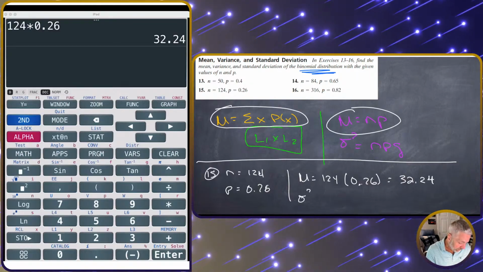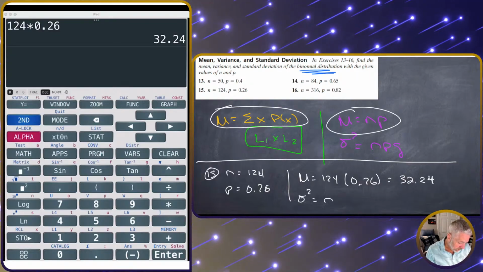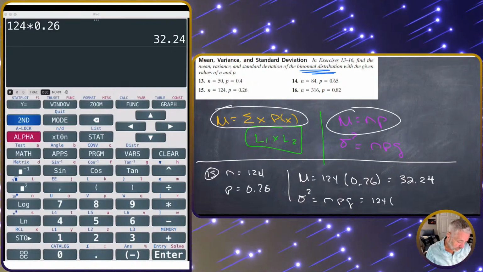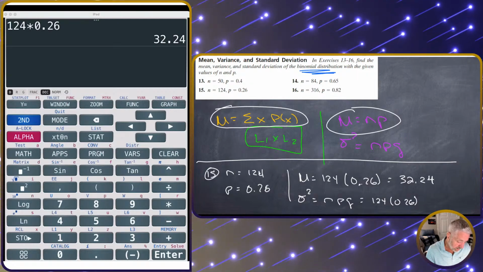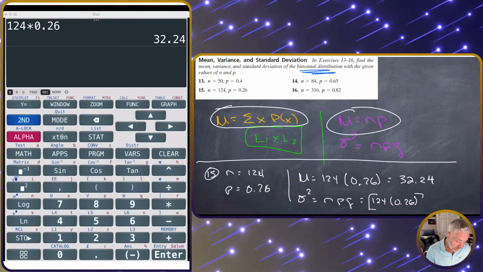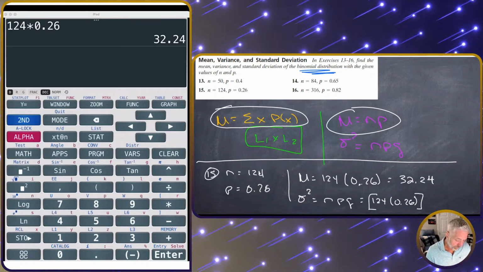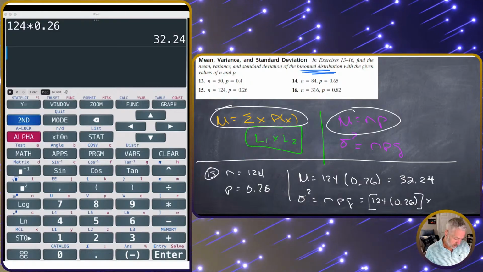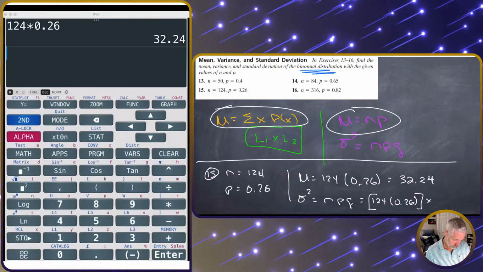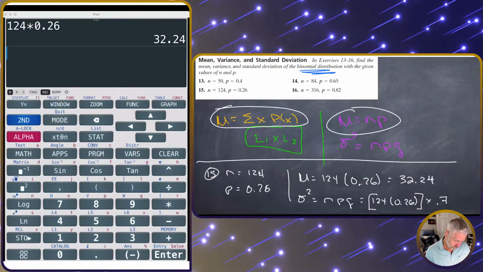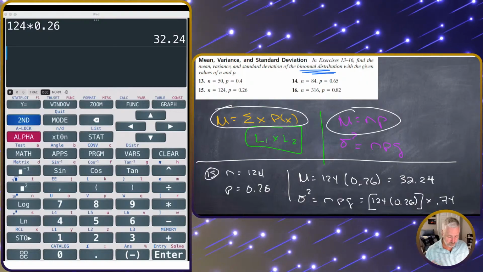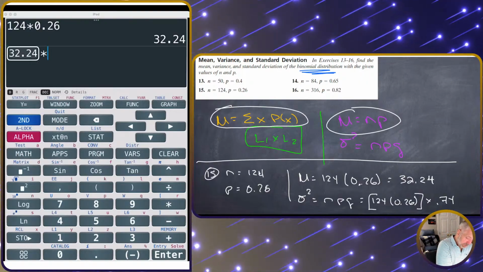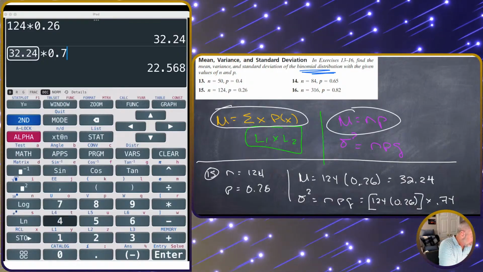So let's now go for the variance. Now you're going to use npq, which is just going to be 124 times 0.26, which we already know is 32.24. Then we're going to multiply that times 0.74, right? So take that and multiply that times 0.74.